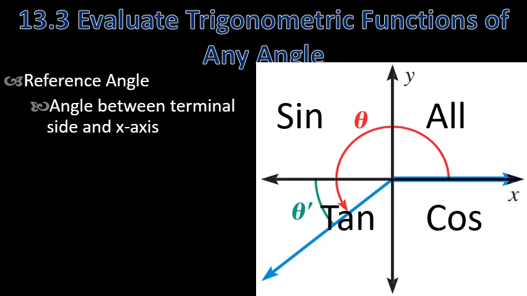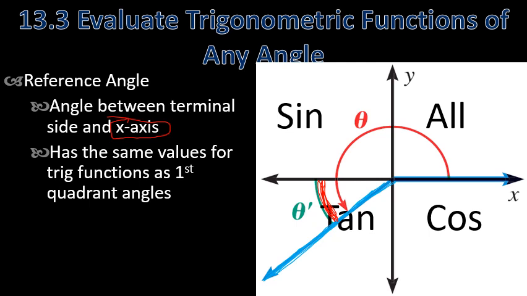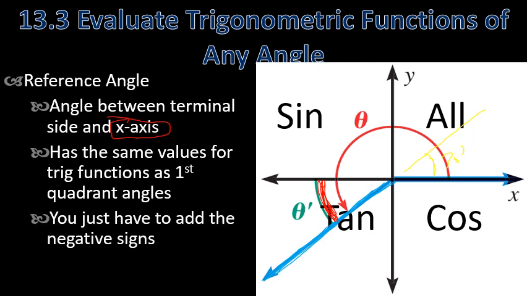So you see over here, the terminal side is here, and the reference angle goes to this x-axis. It's always the nearest x-axis. And it has the same values of the trig functions as the first quadrant angles. So if you know, say, that the reference angle is 30 degrees, you can use a special right triangle as if it was up here at 30 degrees, or whatever the angle is. You just have to add negative signs.